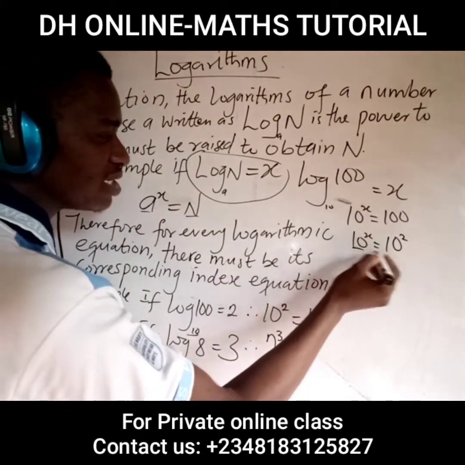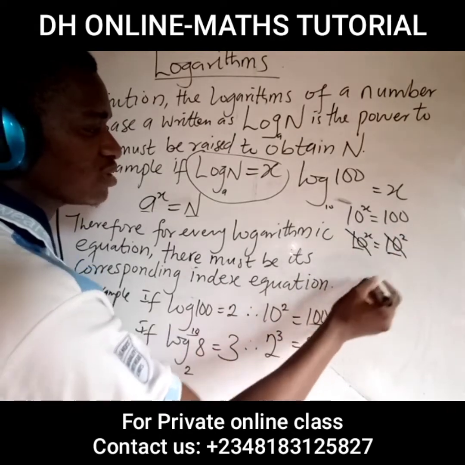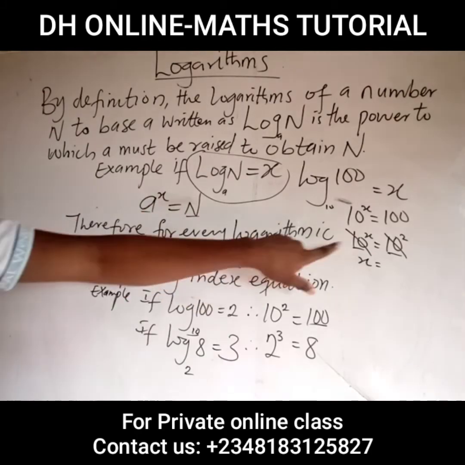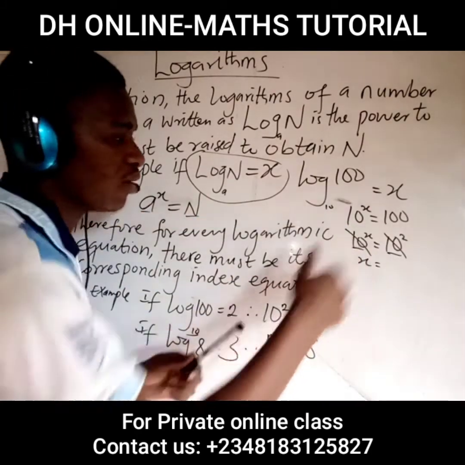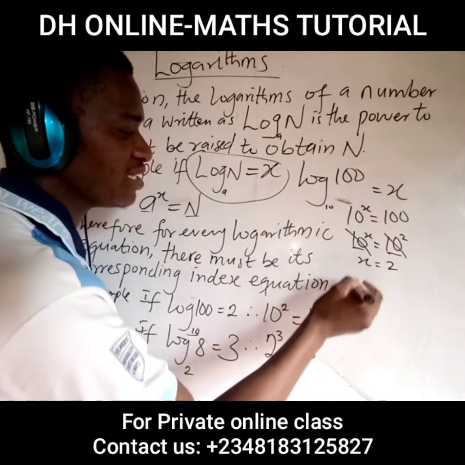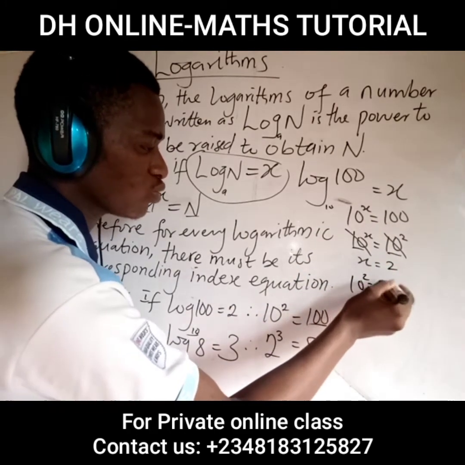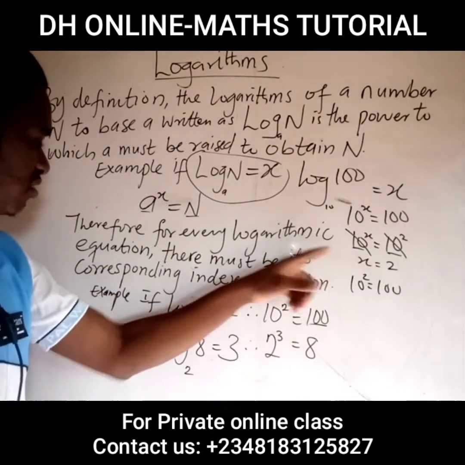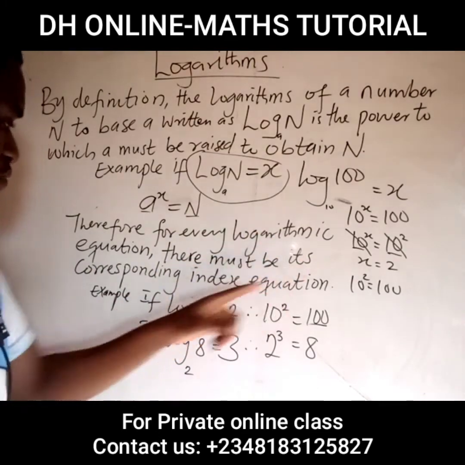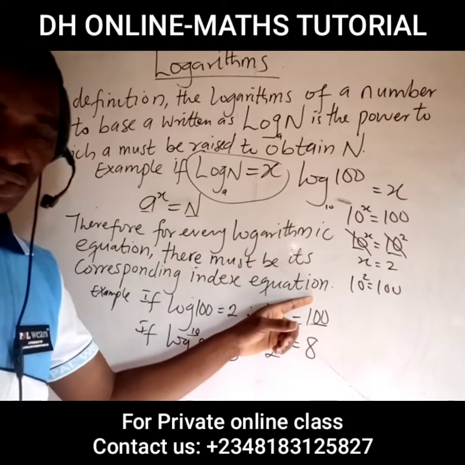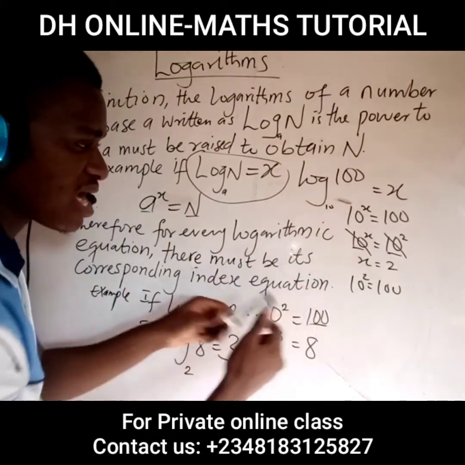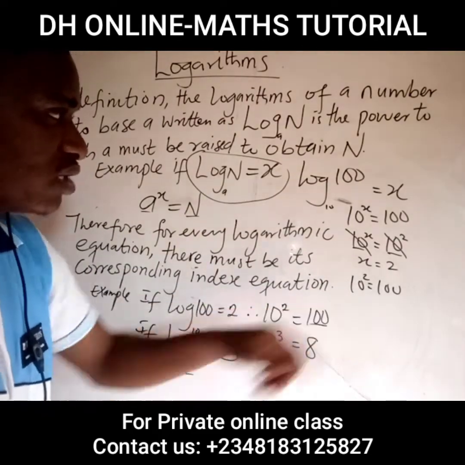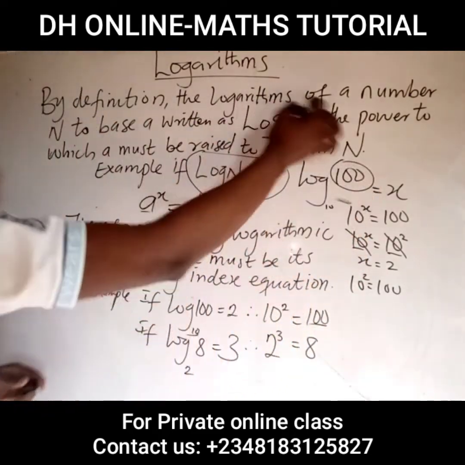So I'm having the same base here now, so I can cancel them. Therefore, the power to which I'm going to raise 10 that will give me 100 is 2. So if I say 10 raised to power 2 is equal to 100, that is why it is stated here: for every logarithmic equation, there must be its corresponding index equation. The index here is 2. So 10 times 10 is giving me 100, giving me this log back. That is what this explanation simply means.